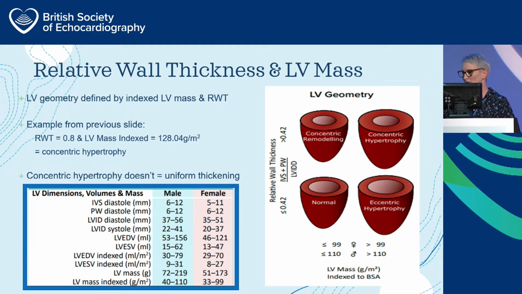It's important to note that describing the geometry as concentric hypertrophy is not saying that we've got uniform thickening of the muscle. You can have a patient with focal thickening, and that could still work out from these measurements to be concentric hypertrophy, just as you could have uniform thickening and a pattern of eccentric hypertrophy. I've popped the ranges on the slide again. We don't any longer categorise the wall thicknesses as mild, moderate or severe. There were very small measurements and differences between the measurements anyway, so we can't really be that accurate. But they are corrected for gender, as is the LV mass, and indexed to body surface area.